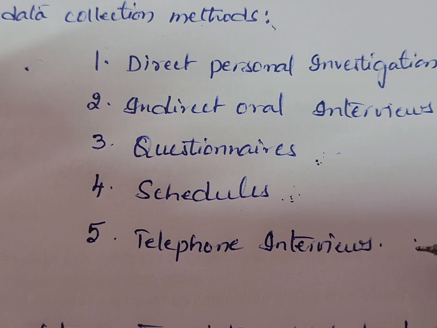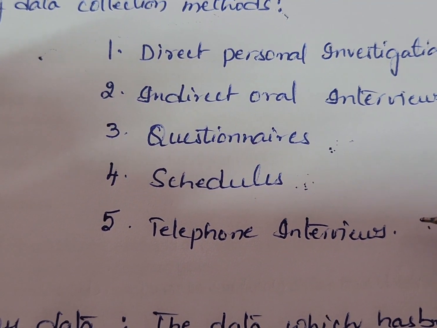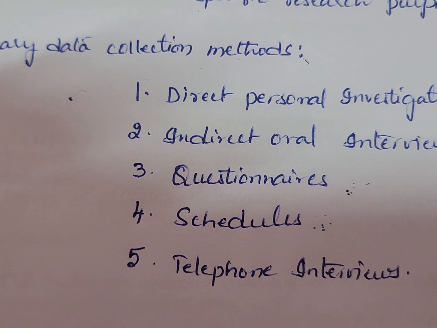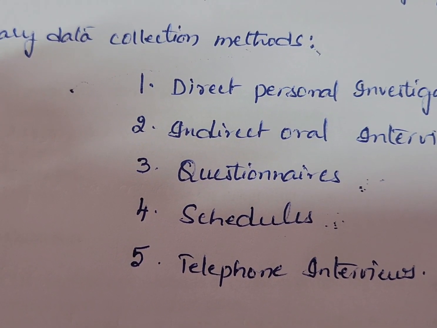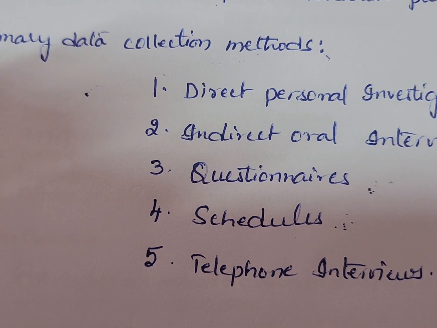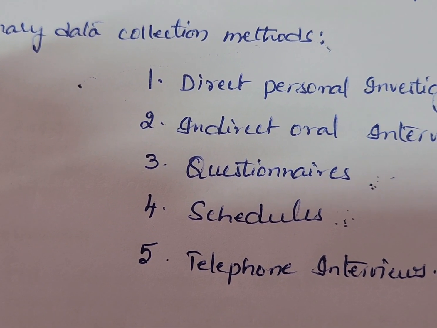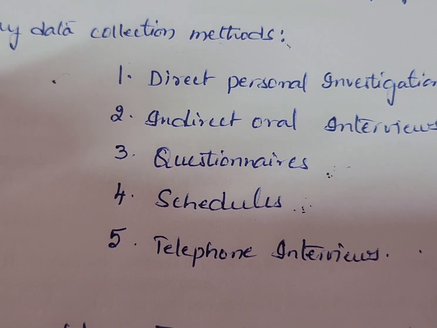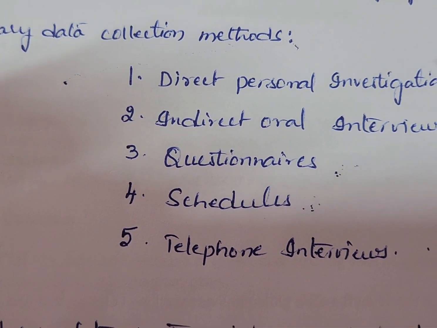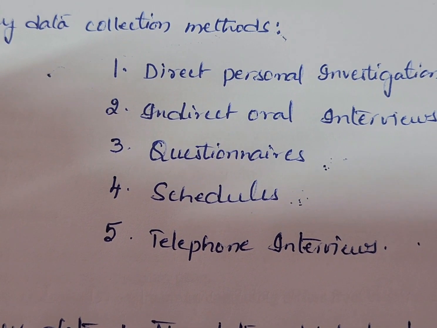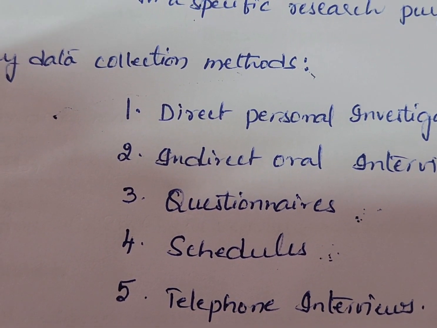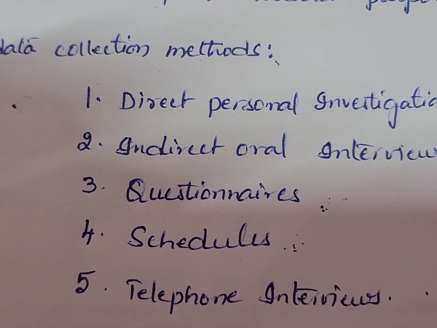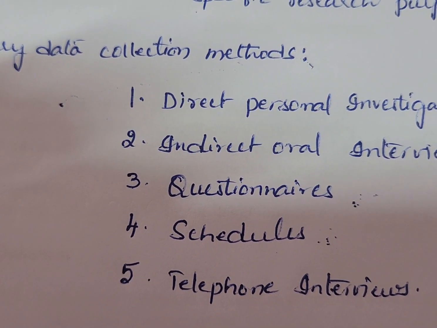And telephone interviews are also one of the data types. Through telephone interviews we can also collect primary data, but for exact data we can rely 100% on direct personal investigations and questionnaires, even though they are time consuming and costly. So these are the primary data collection methods. There are other methods nowadays: through fax, through online interviews, and through emails we can also collect primary data.